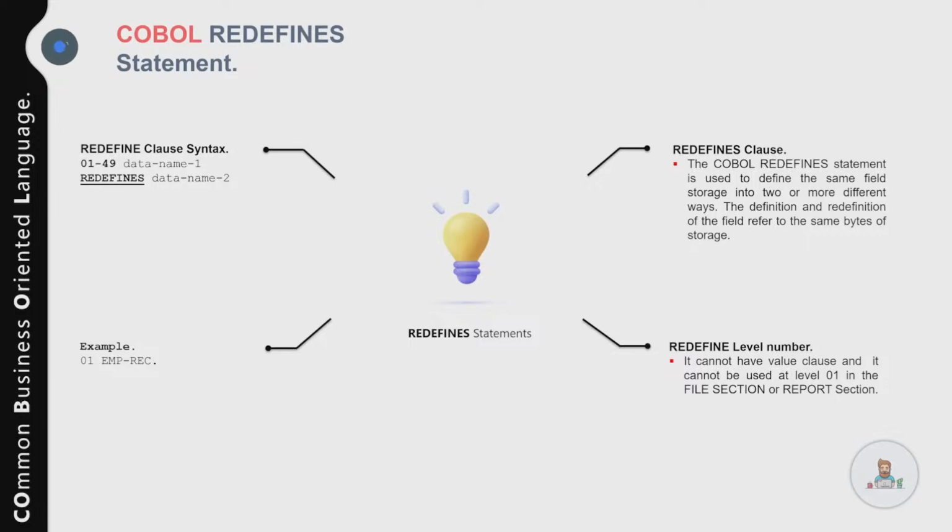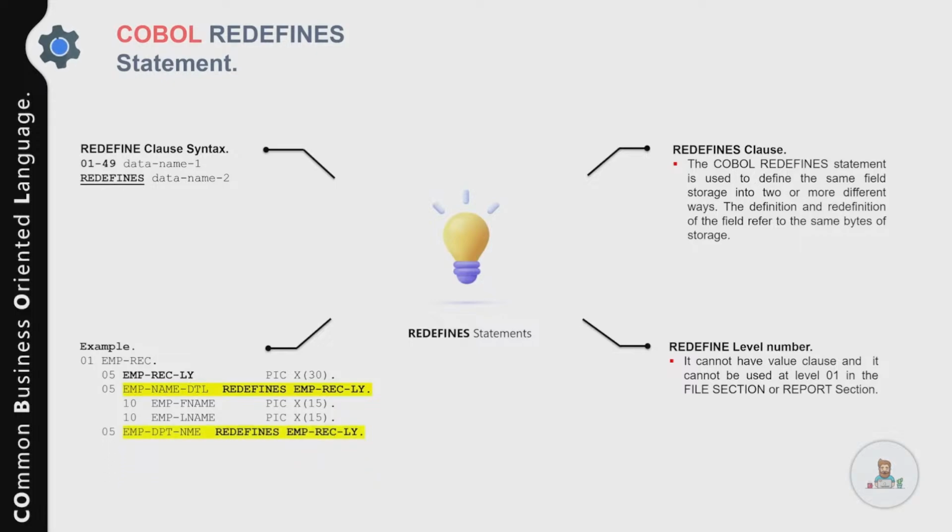In the following example, you have an employee record which is defined at level 01, and at level 05 you have EMPLOYEE-REC-LAYOUT which is X(30). This 30 bytes of storage is being redefined as first name and last name by a group variable, EMPLOYEE-NAME-DETAIL, that actually redefines EMPLOYEE-REC-LAYOUT. Similarly, at the next level, EMPLOYEE-DEPARTMENT-NAME actually redefines EMPLOYEE-REC-LAYOUT once again into two different variables: EMPLOYEE-DEPARTMENT, that is X(10), and EMPLOYEE-ADDRESS, that is X(15).